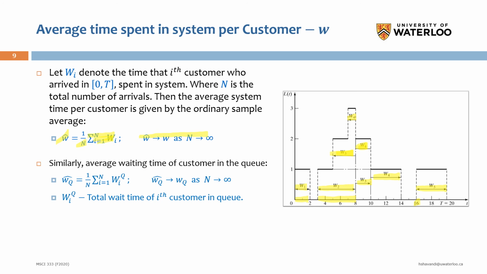And we can do the same for the average waiting time. So here we have WQi for customer i. So we add up all those waiting times and then divide that sum over the total number of customers n. Okay, and that's it.